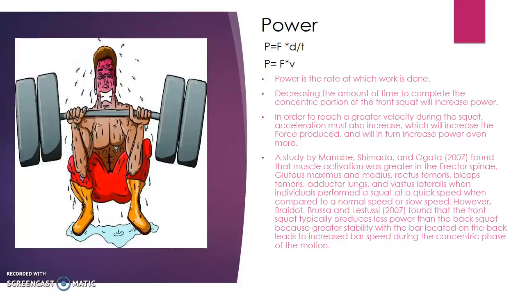Power. With a greater acceleration during the ascent phase, force is increased, which increases power. With a faster performed squat, there is greater muscle activation of the erector spinae, glute max and med, rectus and biceps femoris, adductor longus, and vastus lateralis compared to a slower speed. It was found that the back squat produces more power than the front squat because of bar stability, which leads to faster movements.